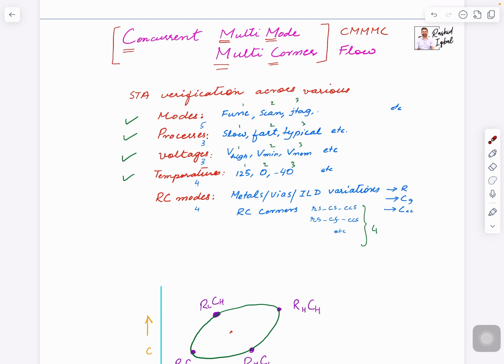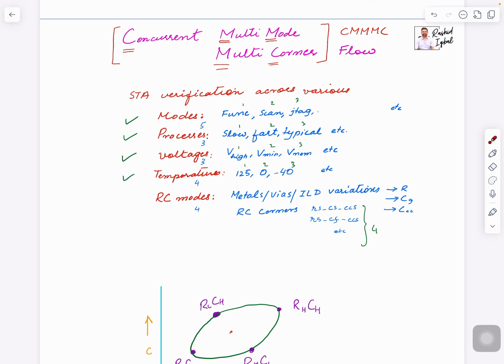All right. So this example that you are looking at, I mentioned that in a real chip, we have different corners, different views, different scenarios. So let's take a look at this.